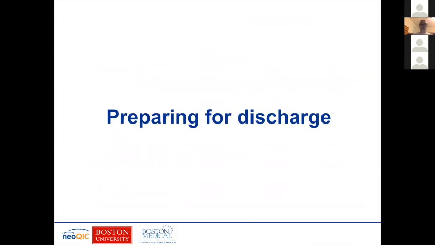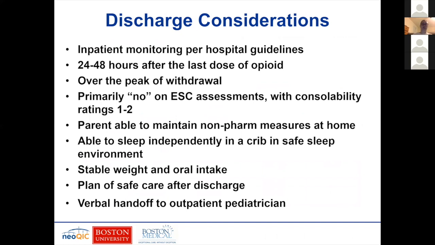So lastly, before we get to the questions, talking about preparing for discharge. So in general, you're going to follow your hospital guidelines for how long to watch them in the hospital. We recommend anywhere from 24 to 48 hours after the last dose of any opiate medication before discharge. With methadone, we have recommended 48 hours after the last dose, given it's so long acting.